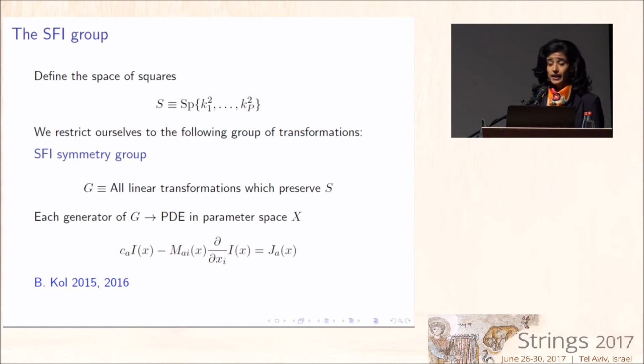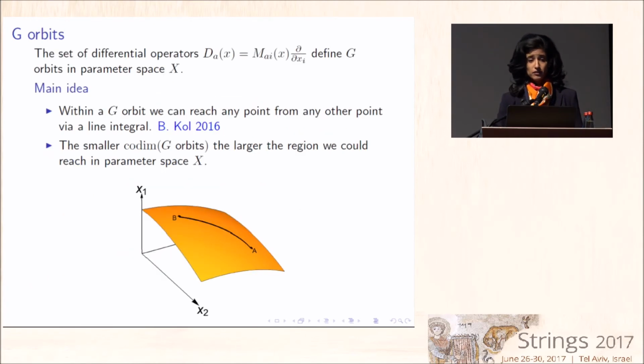In this way, each generator of the group will give us a partial differential equation in parameter space. And you see the structure has these constants times the integral, we have differential operators, and we have, as sources, linear combinations of degenerate diagrams. Note in particular these differential operators. This set of differential operators defines G orbits in our parameter space.